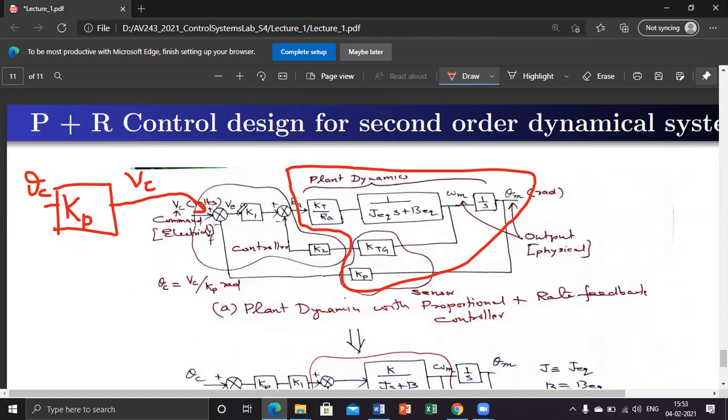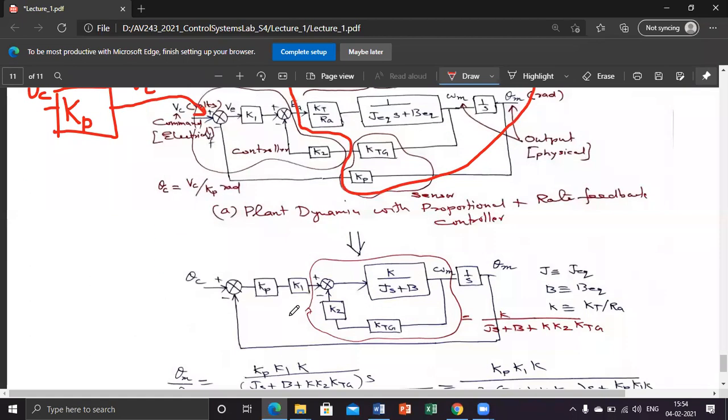So Kp into K1 you can put in the forward path here with the theta c and theta m as the output. The theta m directly coming here, theta c directly coming, and Kp is pushed to the forward path. This structure has a beauty because this is a unity feedback structure. It gives a better interpretation.